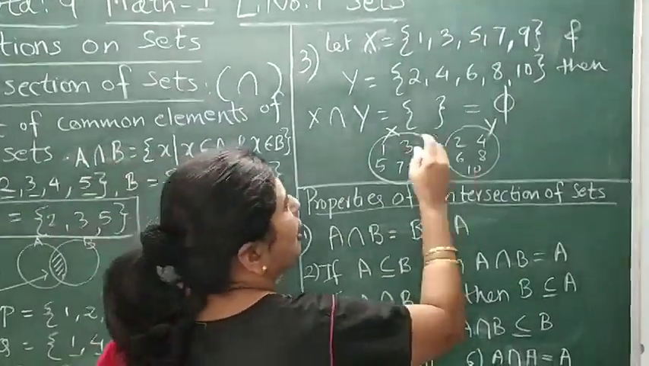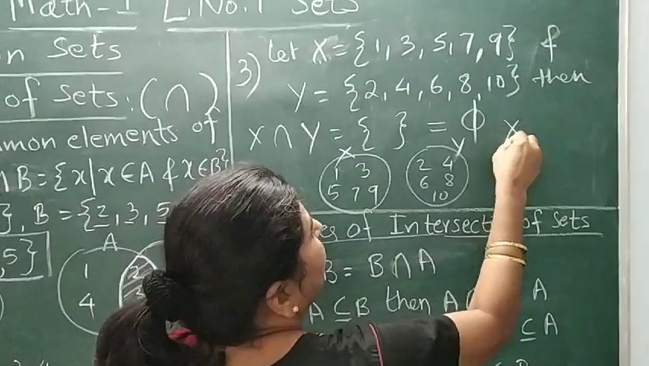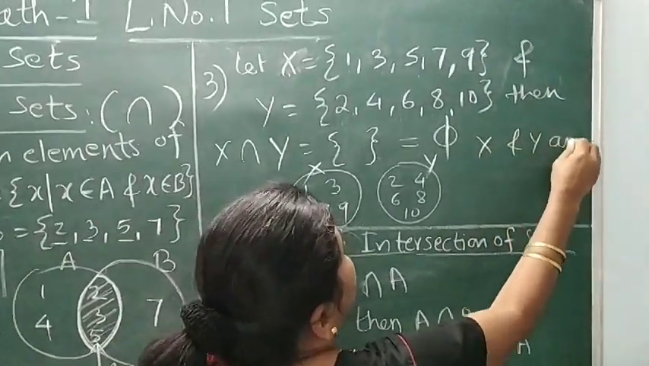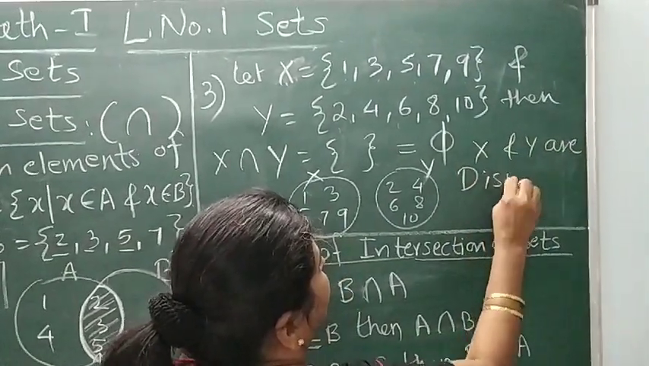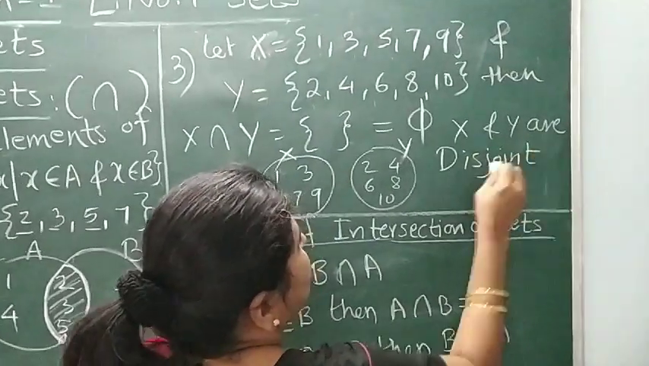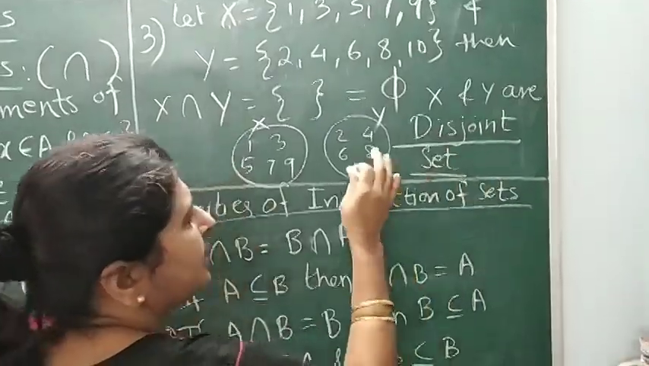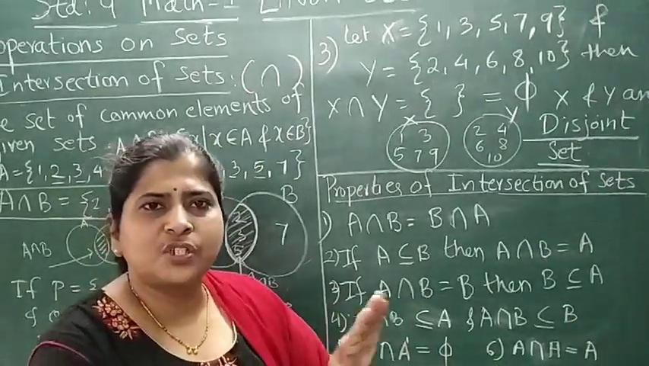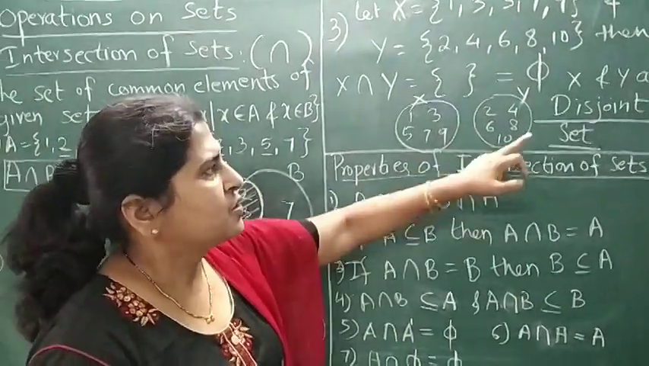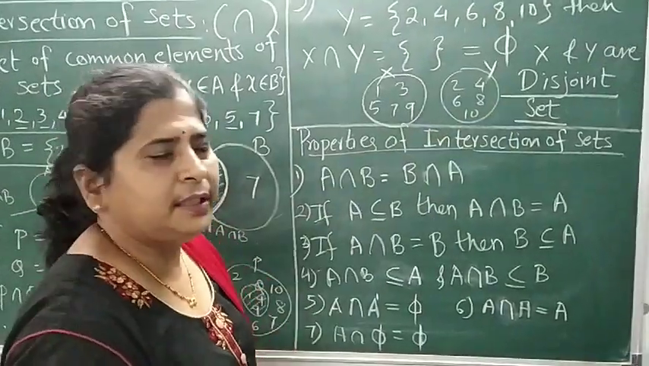In such case, we call sets X and Y disjoint sets. Disjoint sets. Okay, the name itself suggests they are not joint. They are completely different. Disjoint. Nothing is in common. So we use this specific word in that case.